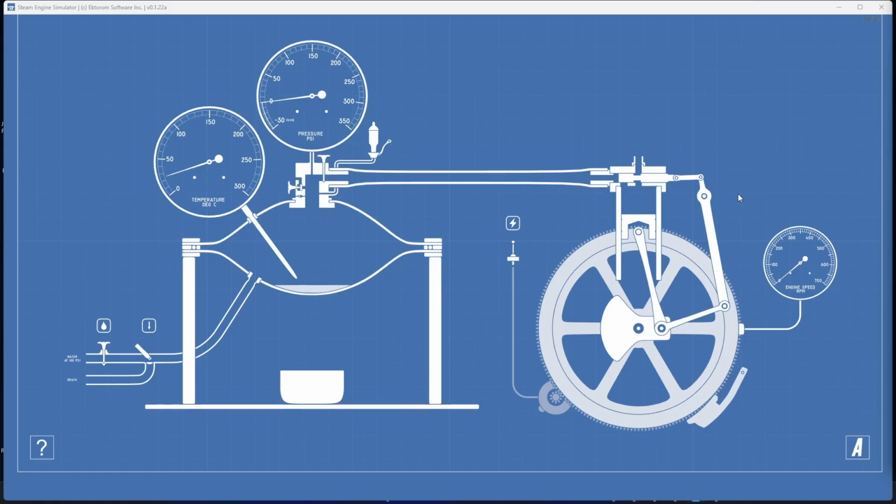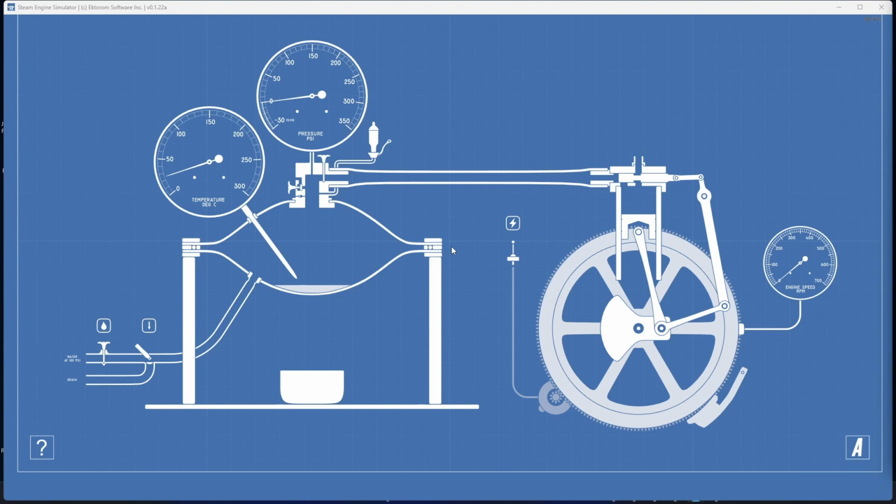Welcome to this educational presentation on how steam engines work. Steam engines played a critical role in the Industrial Revolution and have a fascinating history. Let's dive into the inner workings of this remarkable machine. Our journey begins at the steam engine.